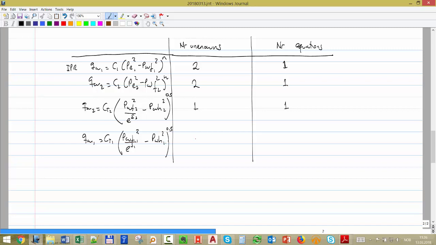Okay, and again the same thing. We have only one additional unknown, which is the wellhead pressure, and we have one more equation. So it looks like we are catching up. We still have 6 unknowns and 4 equations, but we are slowly catching up. What other equation do we have?